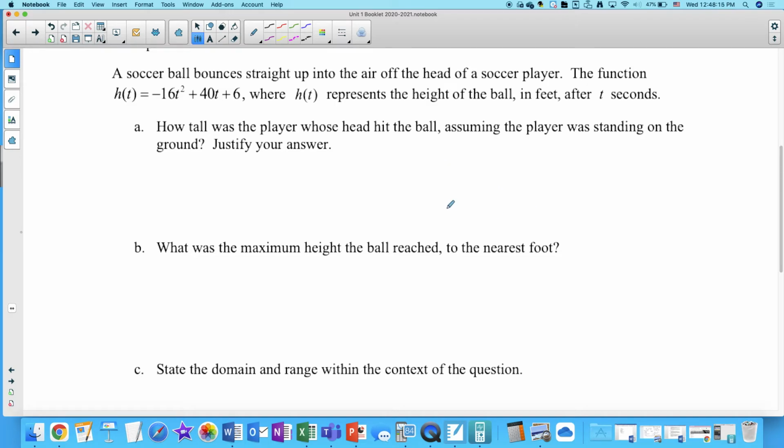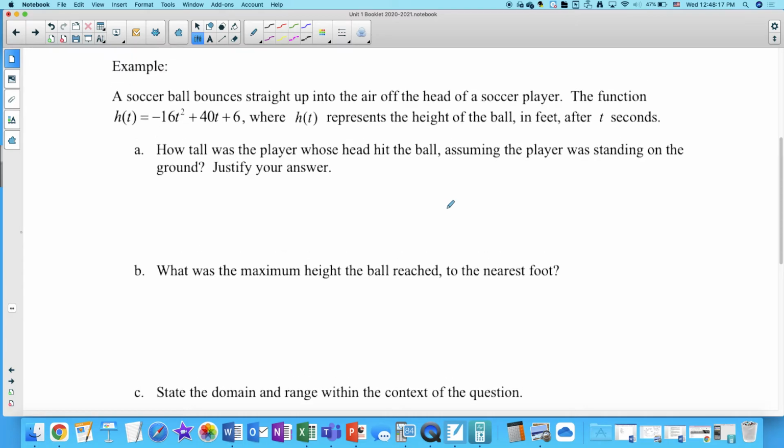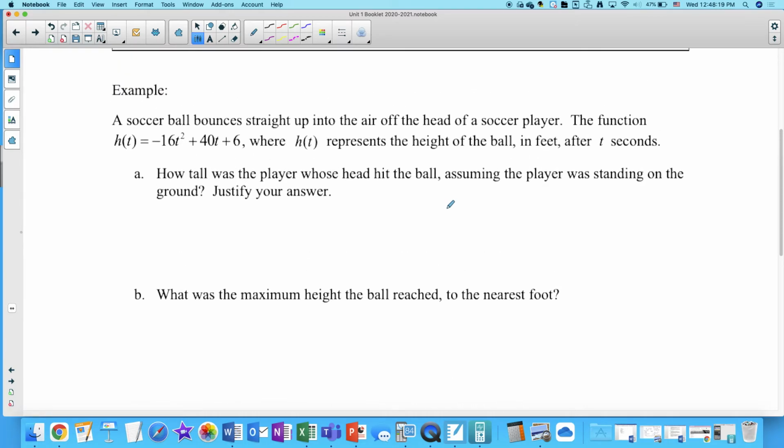Okay, so firstly, before we even get into answering some of these questions, I want you to picture what's going on, right? So there's a soccer player standing on the ground, and the soccer player is going to head the ball, and the ball is going to go like this, okay? And it's going to land on the ground, and then it'll probably bounce back up. But we're probably just interested in the path it takes until it reaches the ground the first time, okay? So in this function, we've got these two variables, h of t, which tells us the height of the ball at any given time, and t, which is time in seconds.